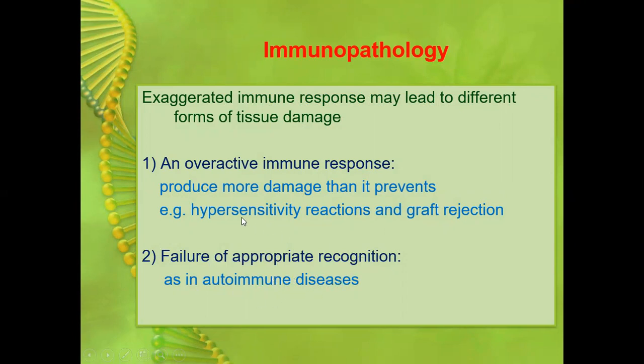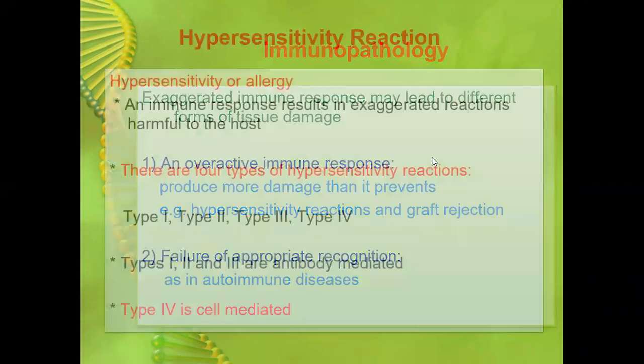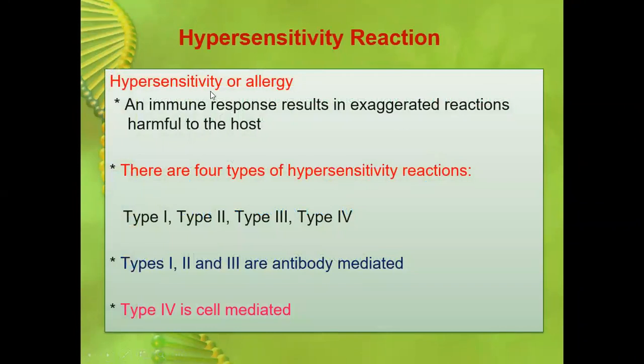In this, we are discussing hypersensitivity reaction. They are nothing but overactive immune responses to an allergen or antigen. So, hypersensitivity or allergy is an immune response that results in exaggerated reactions harmful to the host. And there are four types of hypersensitivity reactions. They are type 1, type 2, type 3, and type 4.